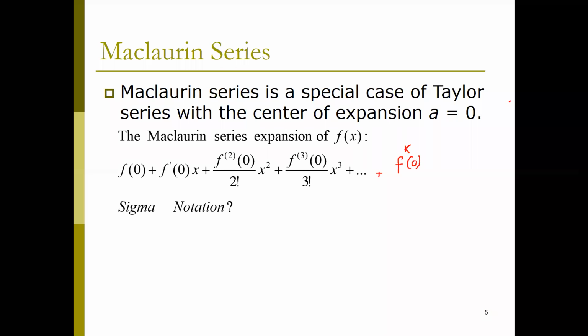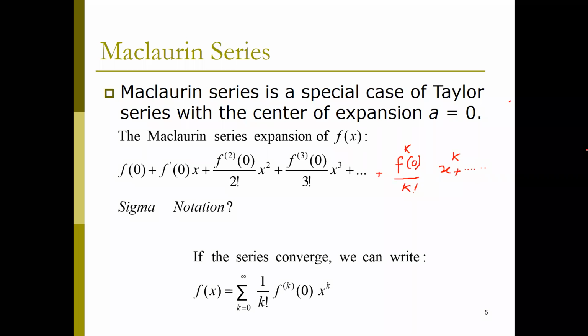What does f^(k)(0) mean? It is the kth derivative of the function at 0, divided by k factorial, multiplied by x to the power k, and so on. We can represent this series in sigma notation. This is the simplified sigma notation of the Maclaurin series.